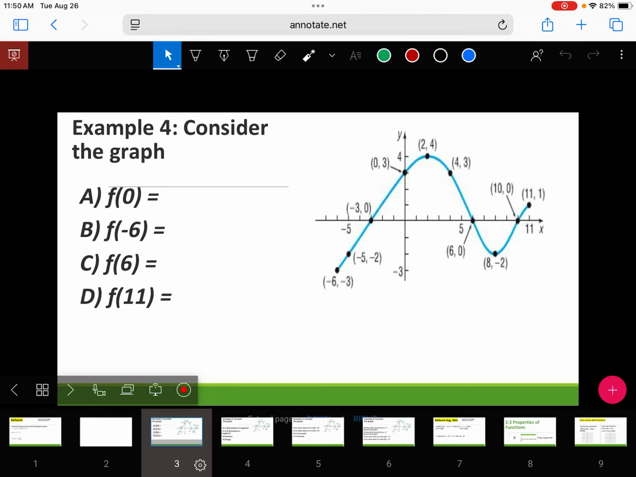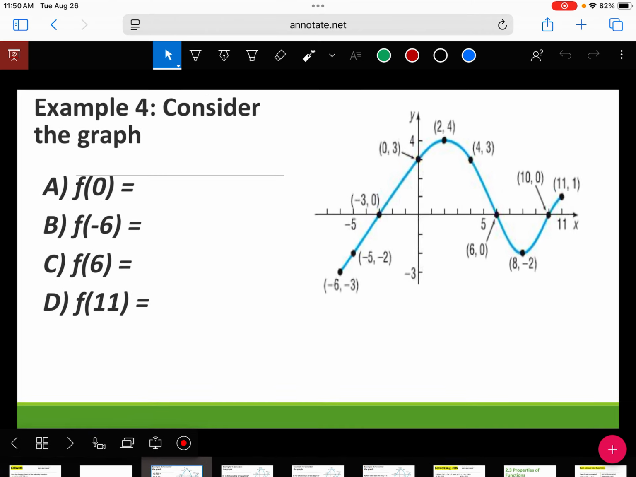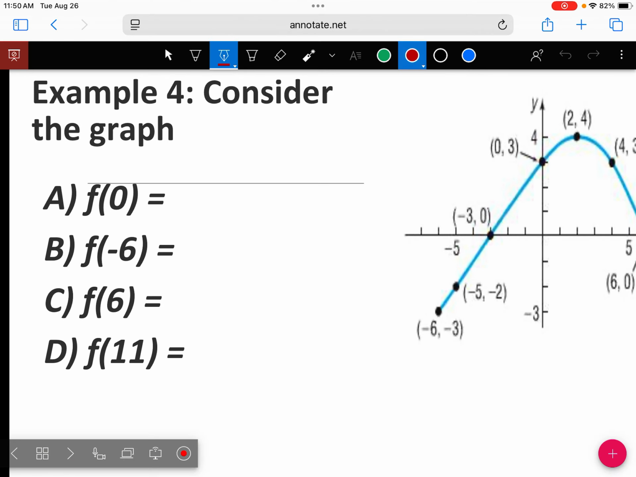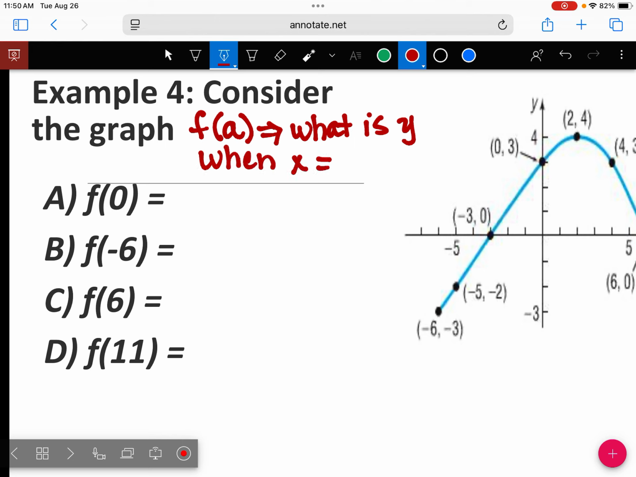number inside of the parentheses. And it says F and there's a number. What this is asking you is, when you see F of A, I'm going to put A could be any number. That means, what is Y when X is equal to that number?